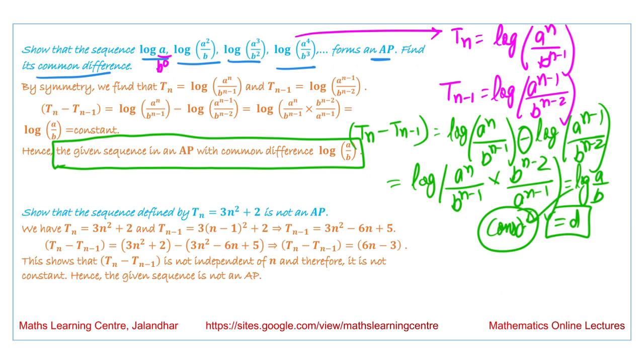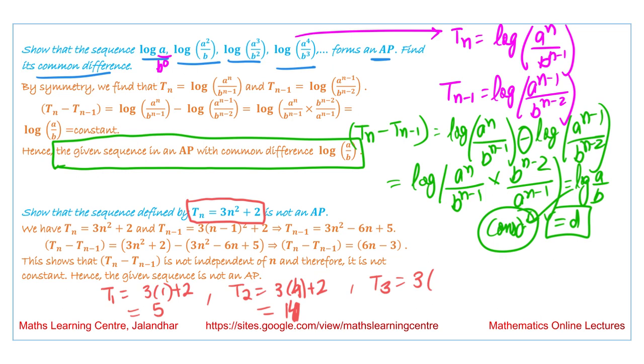Next is show that the sequence defined by Tn is equal to 3n square plus 2 is not an AP. So one method we have is that suppose we start writing the terms over here. The first term T1 is 3 into 1 plus 2. The answer is 5. T2 is equal to 3 into, substituting n equal to 2, it is 4, plus 2. The answer is 14. Next, T3 is equal to 3 into 3 square plus 2. The answer we obtain in this case is 29.